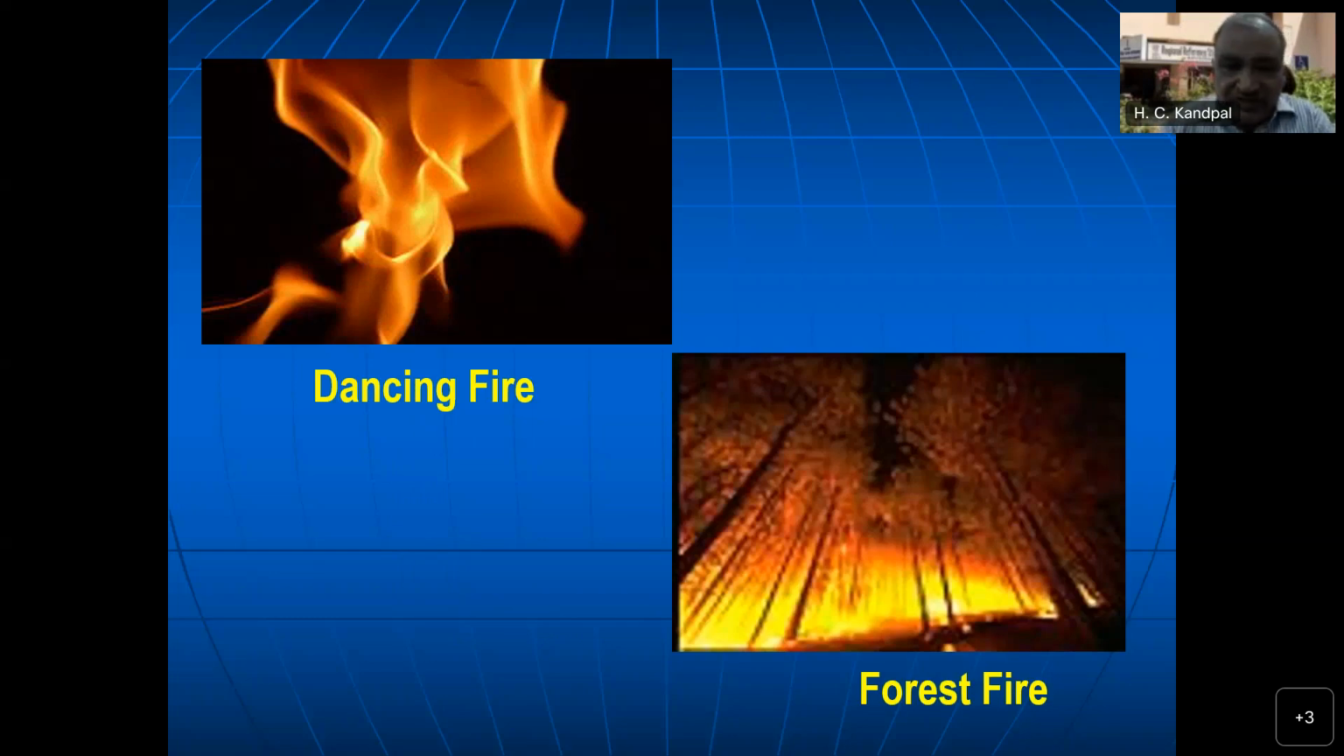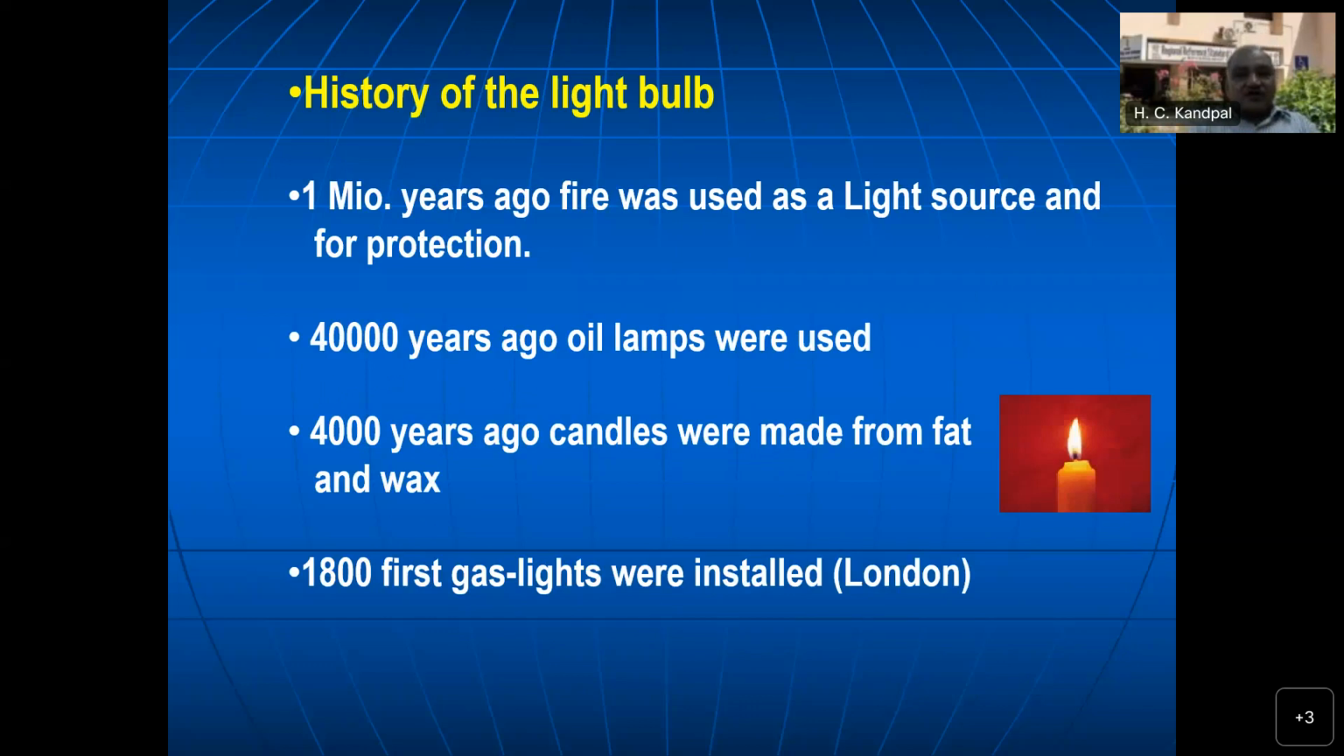So at that time, this artificial light, which was produced by fire, was used by human beings as a source of protection, to protect himself from the wild animals, the carnivorous things. So he used that light source, for forest fire or dancing fire, as a source of light, as well as whatever little he could have seen at that time. And at the same time, this fire was used for protection.